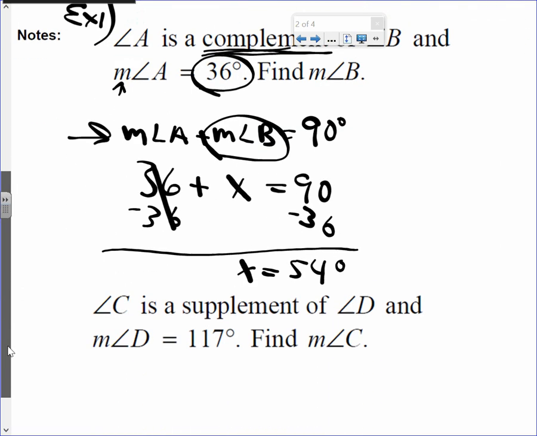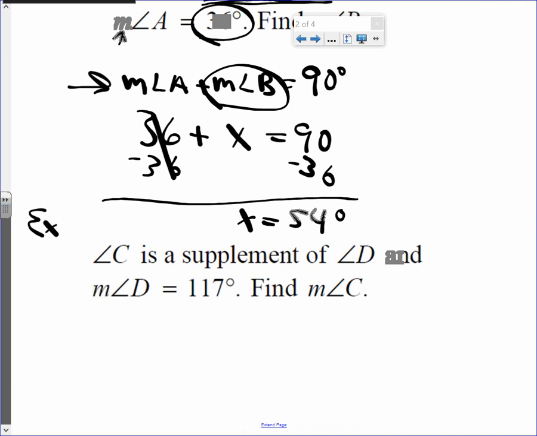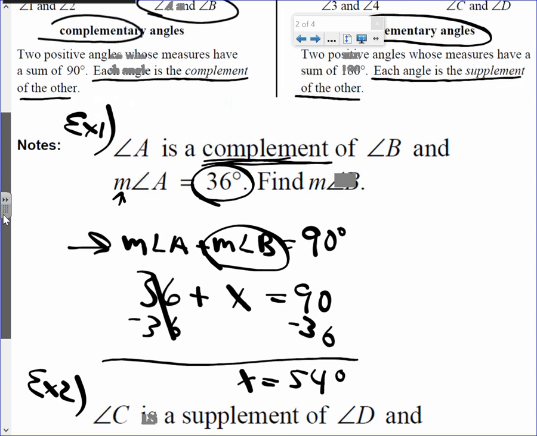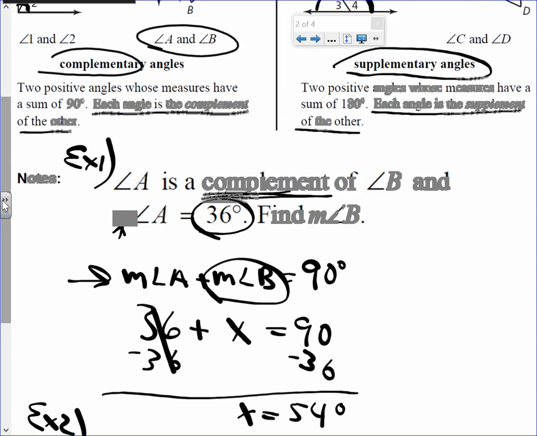I'll write example 2. By the way, you could have done this in your head. If you know two angles that have to be 90, you just take 90 minus the one that you know, and it's going to give you the one that you don't know. In other words, a shortcut is just 90 minus 36. That's 54. That's a little shortcut for you quick thinkers out there who like to do stuff in your head. If you're slower like me, write down the equation, rock and roll.